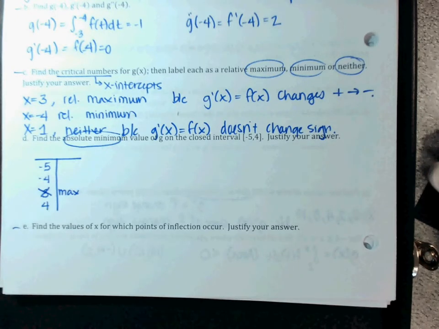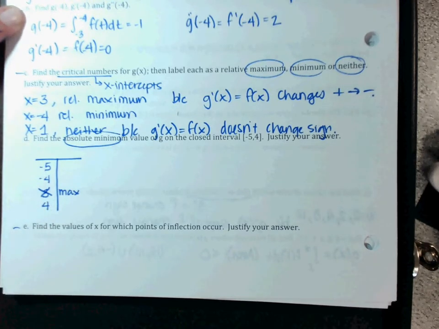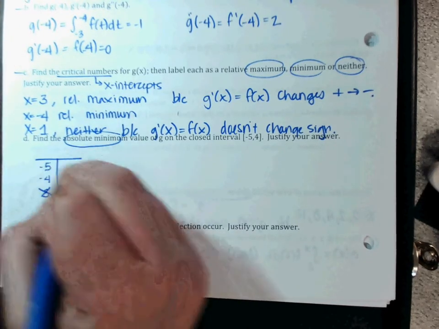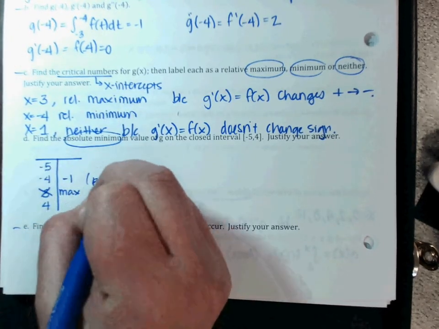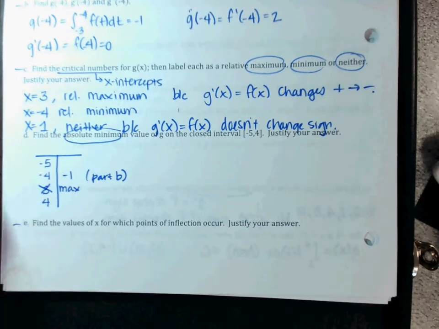Now, the other thing I would go back and look at is, did we already find any of these in part A? Or B? We found G of negative 4 in part B. What was it? It was negative 1. So I would just fill that in. We already did that in part B. And so you don't want to redo a bunch of work if you're on a timed test.